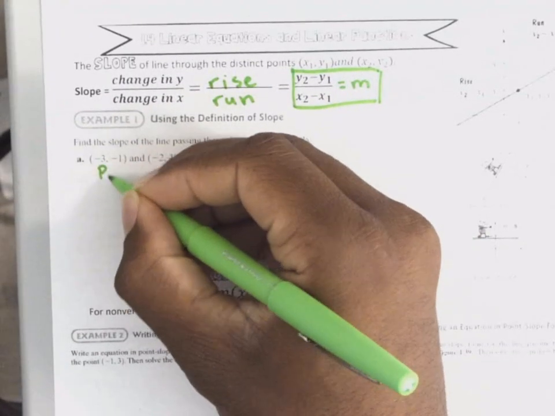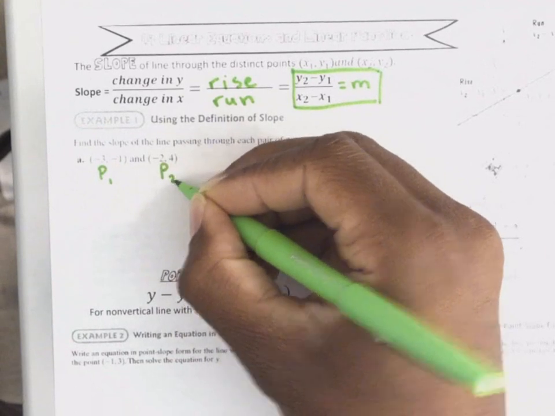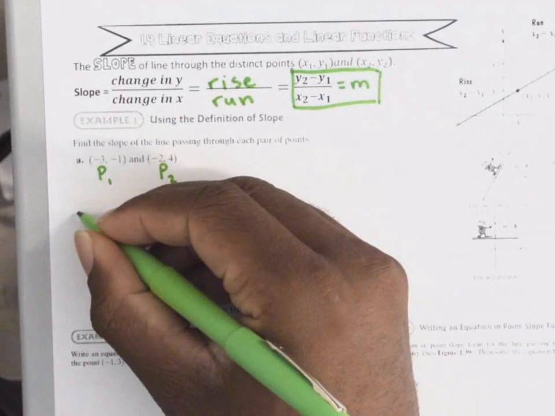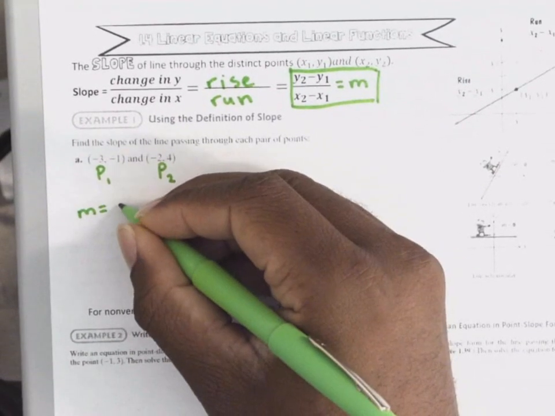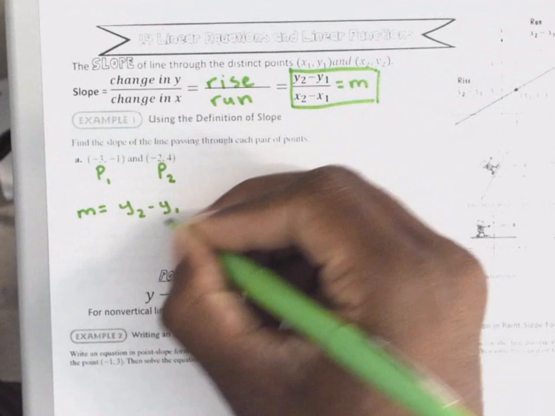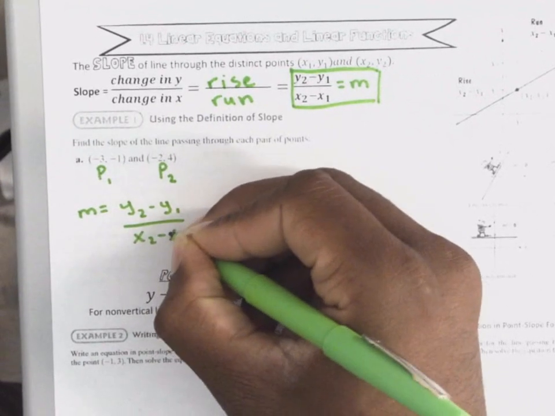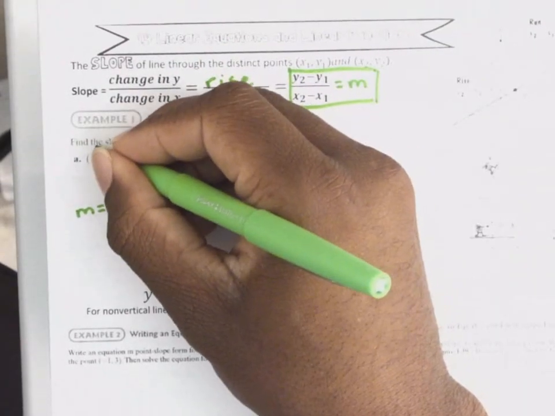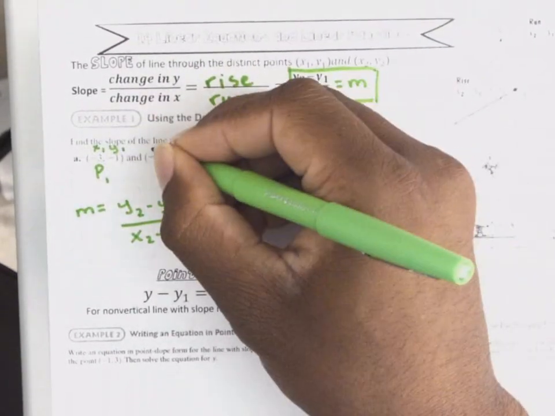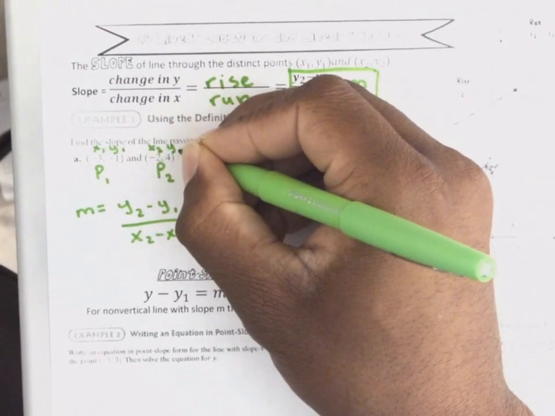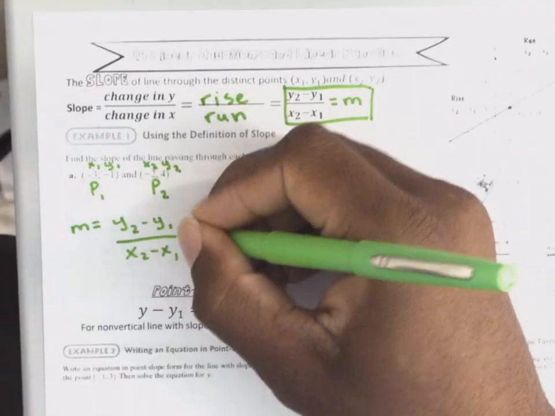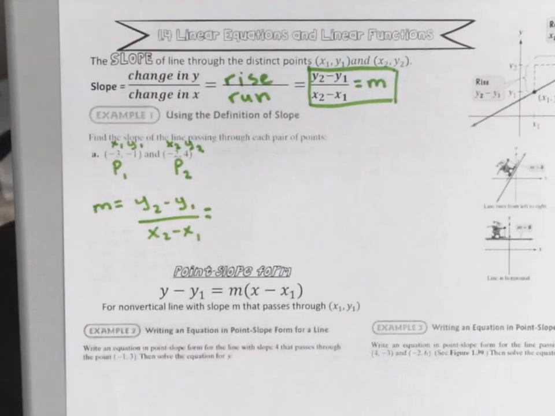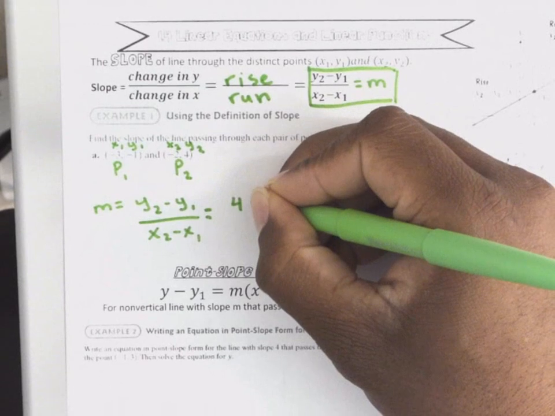So this is our point 1 and this is our point 2. Let's find the slope of the line passing through this pair of points. So we're going to use this formula, y2 minus y1 over x2 minus x1. So from point 1 we get our x1 and our y1, and then from point 2 we get our x2 and our y2. So help me find this slope. What's y2? 4 minus what?